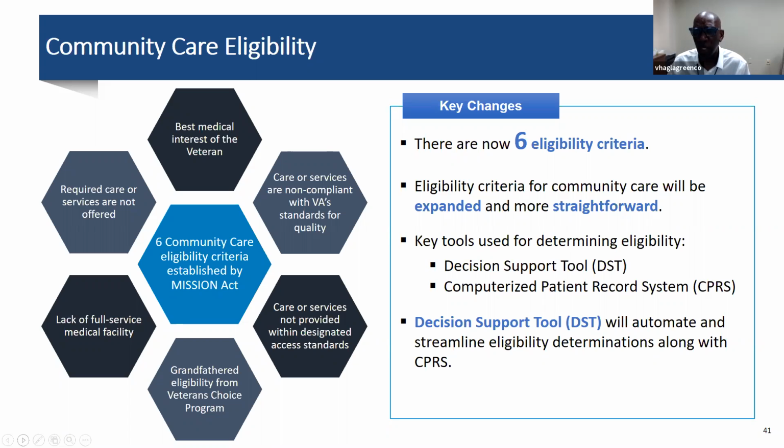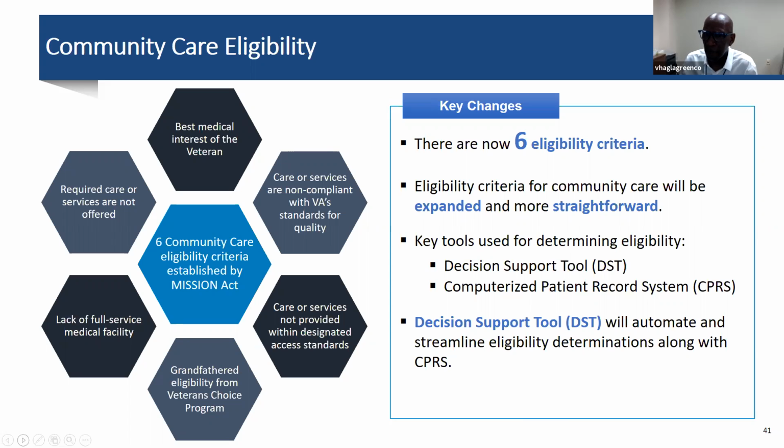So today what we're going to do is talk about some of the key eligibility requirements for the Mission Act. As you can see, there are 6 eligibility requirements. The eligibility requirements come from community care and expanded, and they're straightforward. You don't have to meet all 6, you just have to meet one of them to be able to go out in the community. Also, some key tools we're using to determine eligibility: a decision support tool, which I'll talk about a little bit later on, and our computer patient record system to make sure that you're good to go.